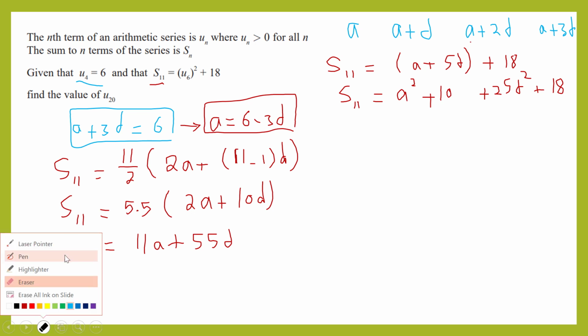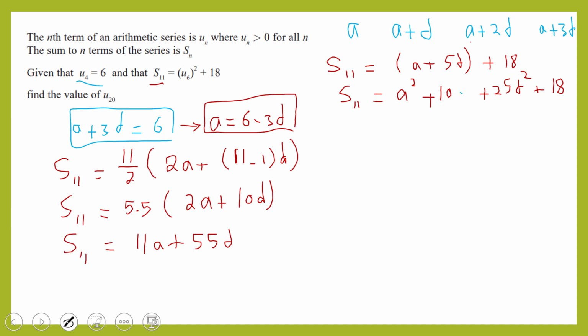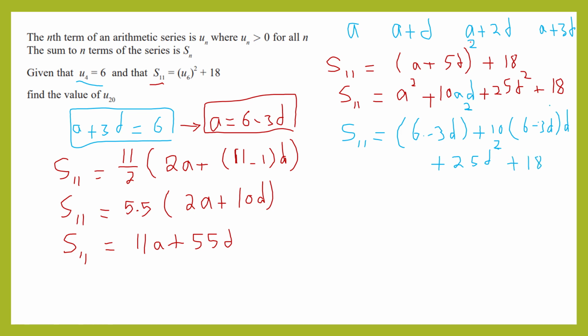Let's write this properly. Replace each a, so S11 will be a squared, which is (6 minus 3d) all squared, and then we have 10 multiplied by (6 minus 3d) times d, then plus 25d squared plus 18. So we're going to have a complete equation in d for this question.